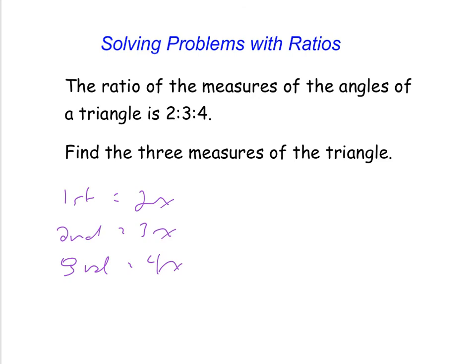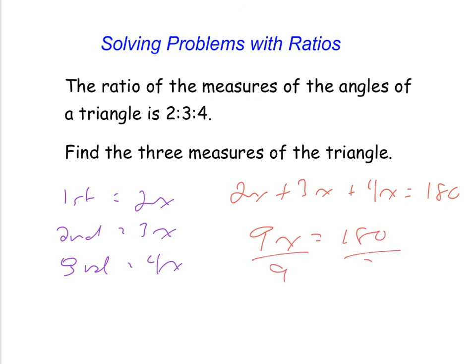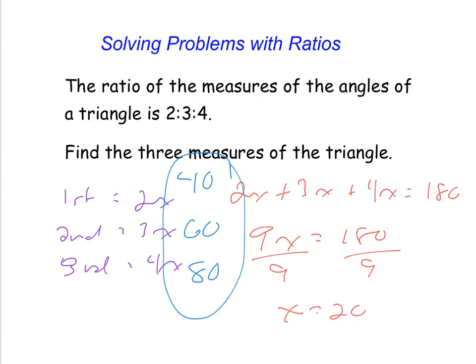I now know that 2x plus 3x plus 4x is equal to 180. That means that 9x is equal to 180. Divide both sides by 9. x is 20. That means now that my first angle is going to be 40. My second angle is going to be 60. And my third angle is 4 times 20, which is 80. So the three angles are 40, 60, and 80, which adds up to 180.